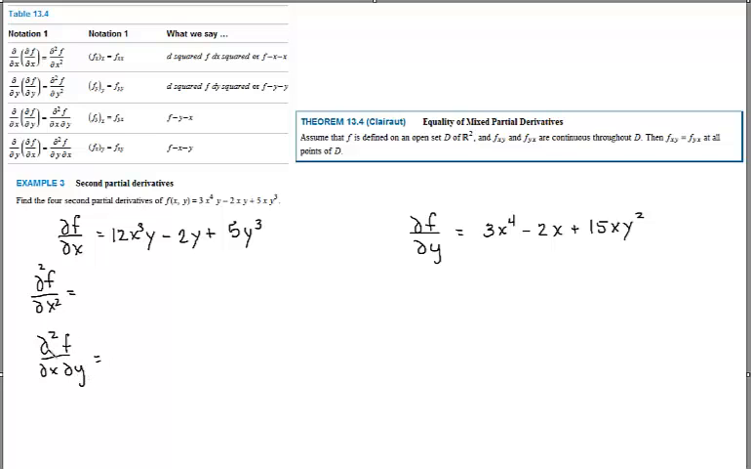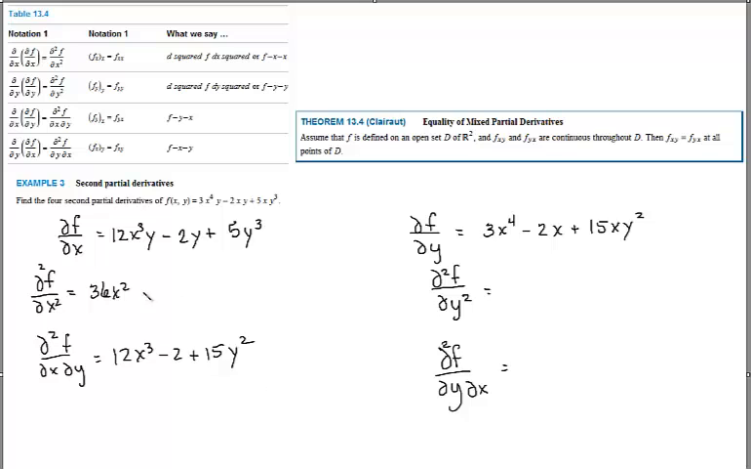I could do the second partial derivative of f with respect to y, then x. So this does make a difference in your ordering. So be very careful with your notation here, because how you write this makes a difference. And so this one's going to be with respect to y, then with respect to x. And we'll go look at those.